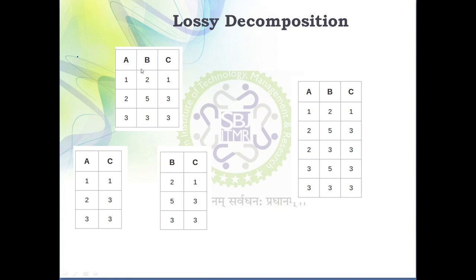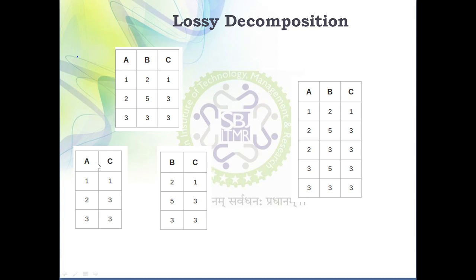So just imagine that this is a table T1 having three attributes ABC. I split this table into two subtables. One table consists of AC and the second table consists of BC. So in this case, one attribute is common, which is the common attribute C. C is a common attribute between these two tables.